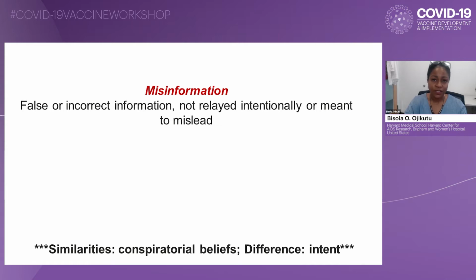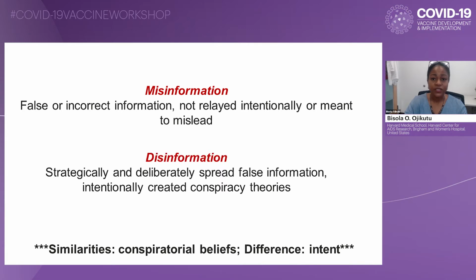Let's start with some definitions. Misinformation is what it sounds like. It's false or incorrect information that is not intentionally meant to mislead anyone. Conversely, disinformation is strategically and deliberately spread false information, which is created to mislead. The difference, in general, is the intent of the information. Both have spread rapidly during the COVID-19 pandemic, secondary to the widespread use of social media.